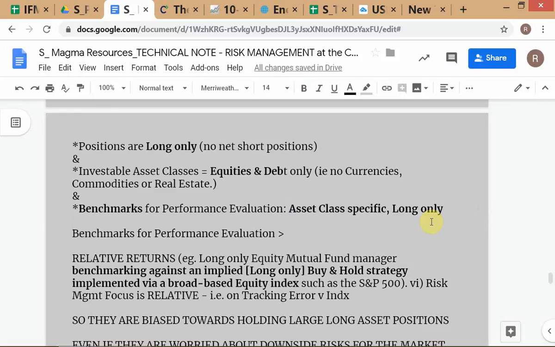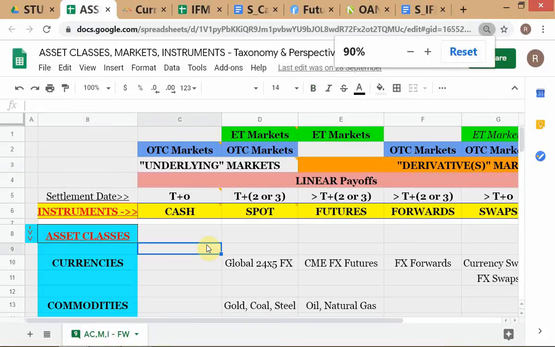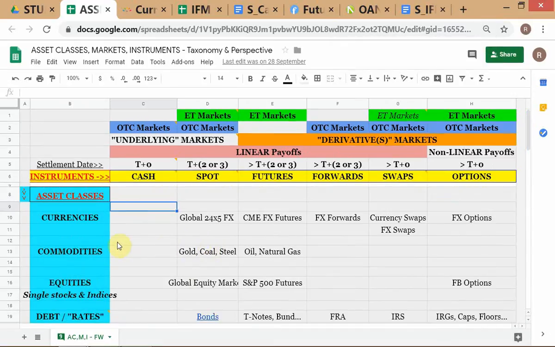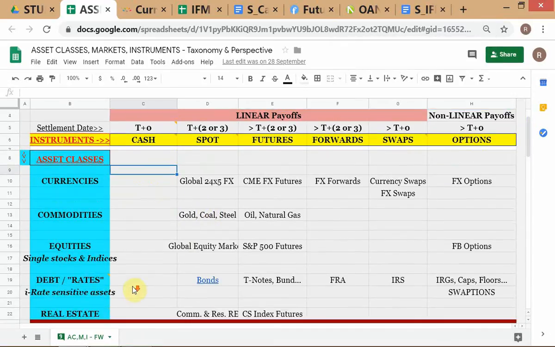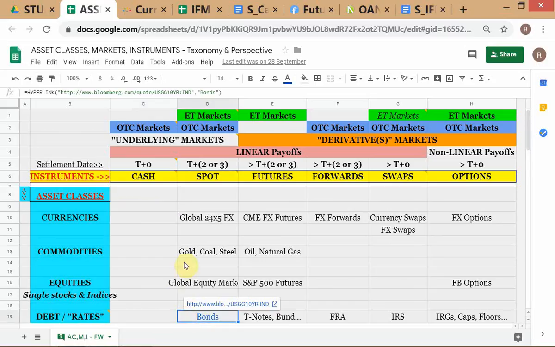But the more correct approach to asset management is a much broader approach, which means you can go into equities, debt, currencies, commodities, real estate, anywhere. Do you realize that this is a much broader and much more general approach? So traditional asset management, what does it do? It operates here. Can you see the debt row? Yeah, okay. This is basically where it operates. These two places.